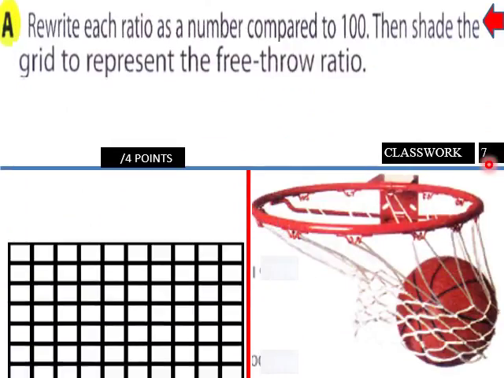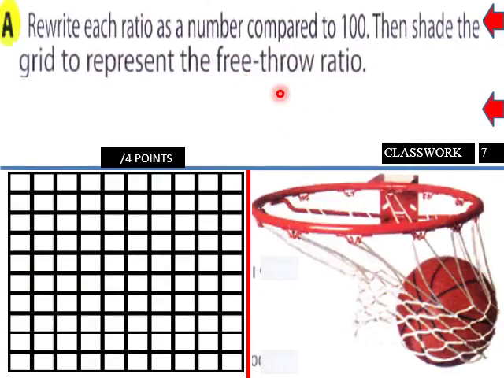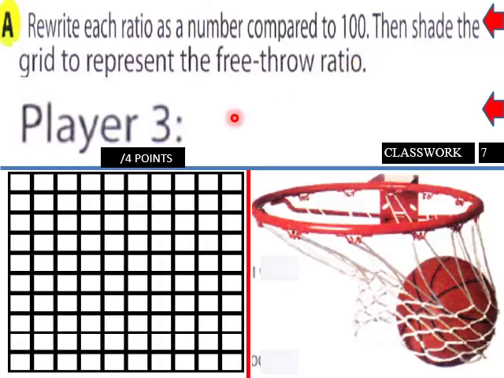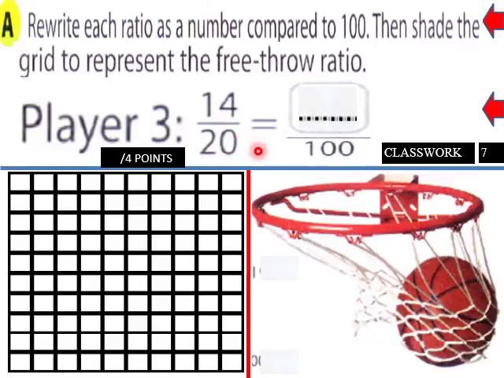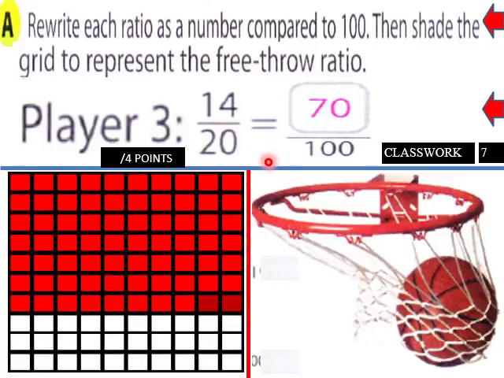This would be a visual representation of that. Page 7 on your class worksheet, and then we're back to A, part C, player 3. 14 over 20, how would that be represented as a number over 100? It'd be 70 over 100, so what would you do here? You would shade in 70 of your squares. This is a visual representation of that.